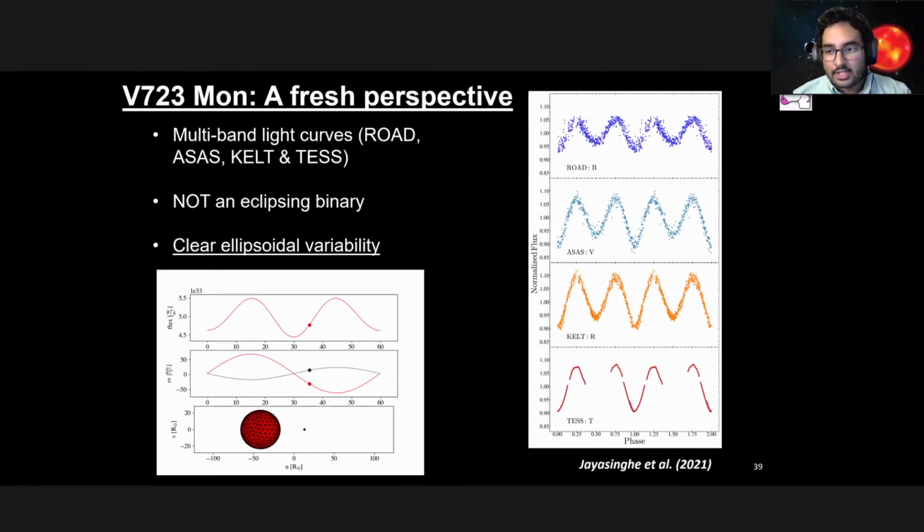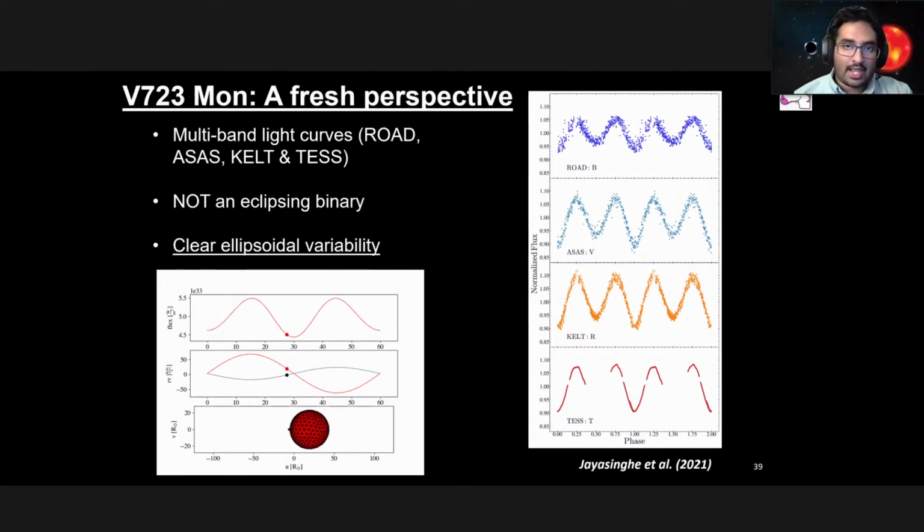To determine the nature of this photometric variability, we looked at the B-band, V-band, KELT R-band, and TESS light curves. It immediately became clear that this was not a semi-detached eclipsing binary. In fact, what we were seeing here was ellipsoidal variability in all of the light curves. As illustrated in this animation on the left, ellipsoidal variability occurs due to the tidal deformation of the visible star due to the gravity of its companion.